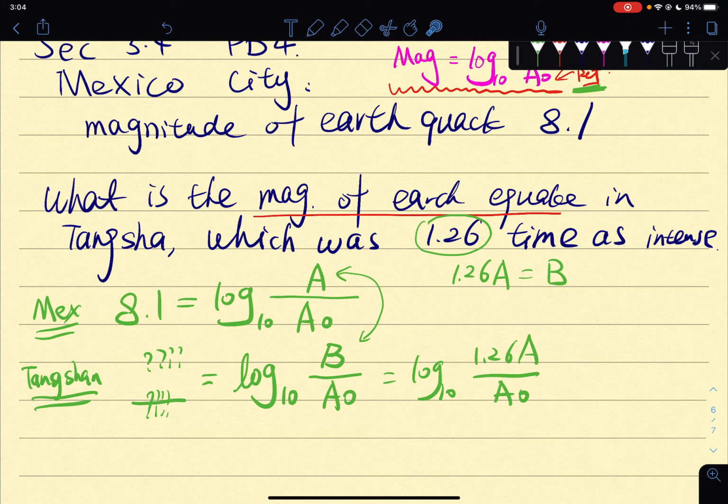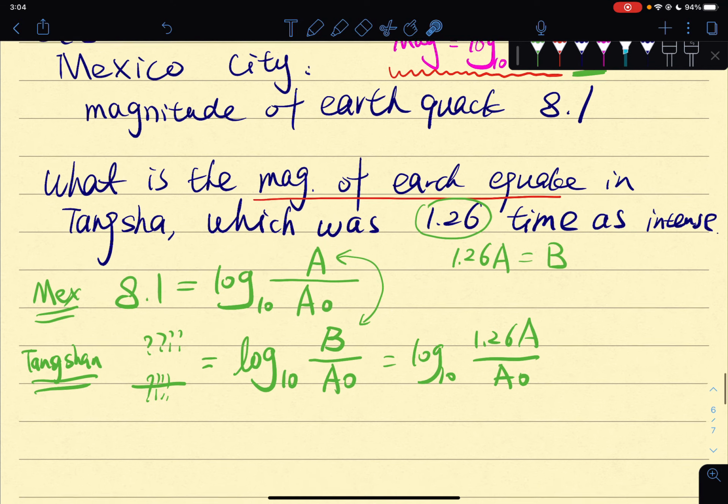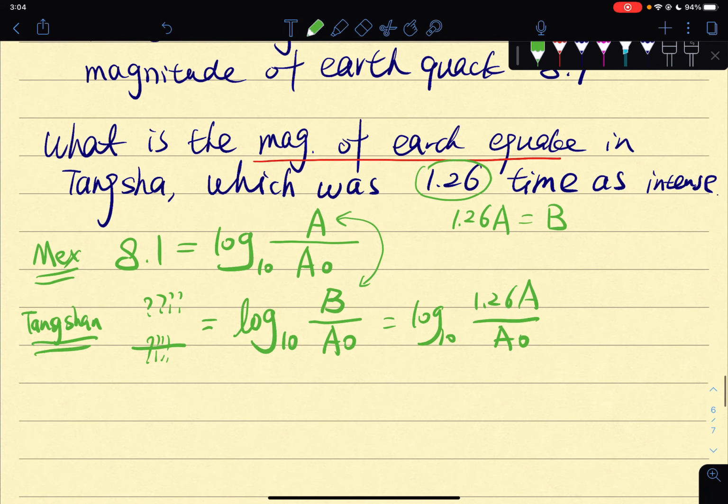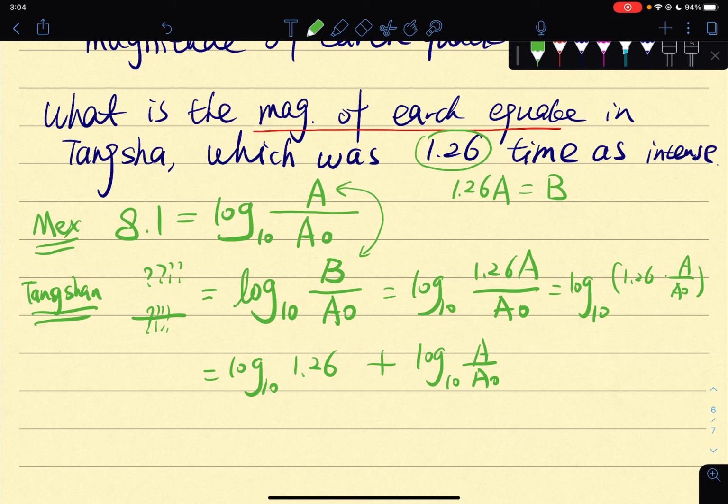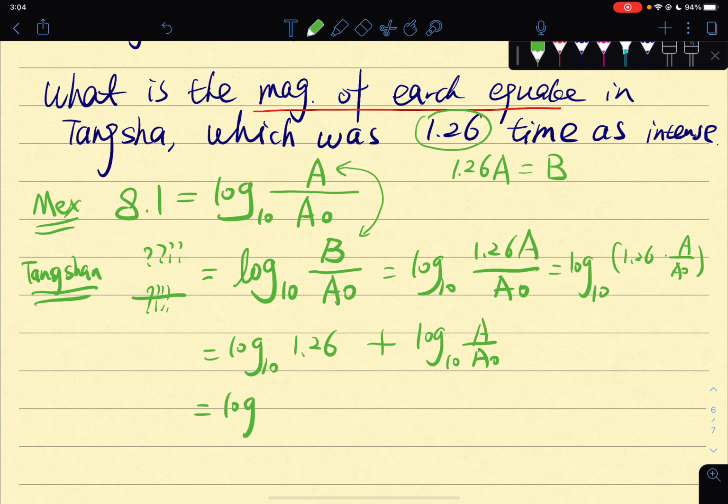That's 8.1. So how do I reformulate my structure such that I can have this term packed into one piece? Well, this is clearly multiplication, so it's mathematically equivalent to 1.26 times A over A0. And the property of the log function is that whenever you have two terms multiplying each other in a single log term, you can convert it into a summation of two log pieces. So what you end up with is log 10 of 1.26 plus what?